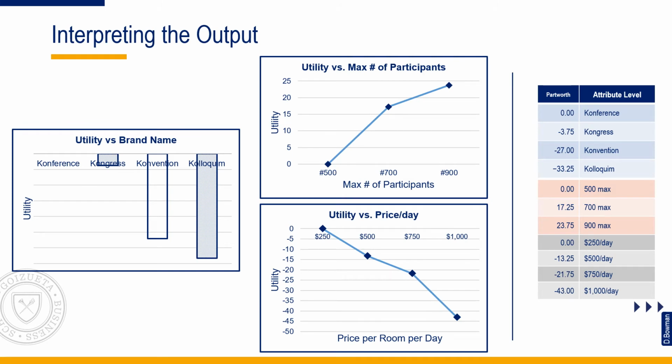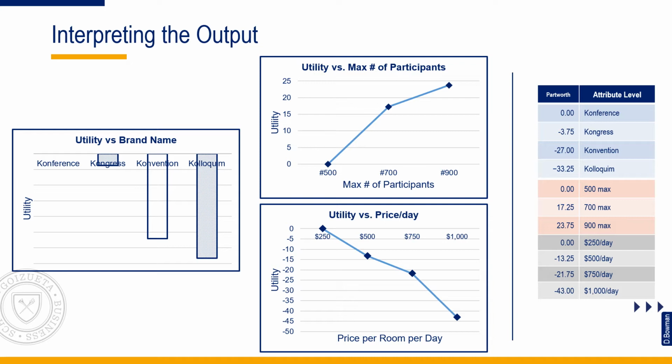Interpreting the output. To the right, we have copied over the part worth importance weights we obtained from Excel. This is our data. For each attribute, we graph the part worth importance weight or utility for each level. For brand name, it is clear from the bar chart that Conference and Congress dominate. Next, we expect utility to increase with the maximum capacity. Notice that the line graph suggests that there is decreasing marginal returns. The utility gain going from 700 to 900 is lower than the gain going from 500 to 700.